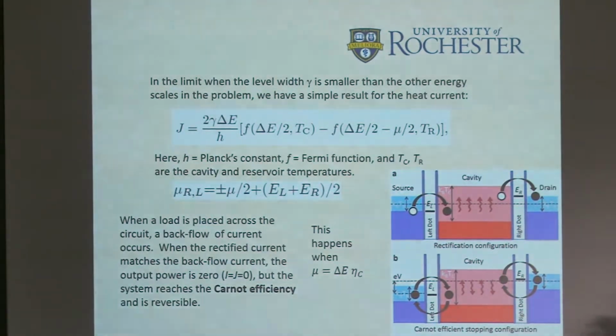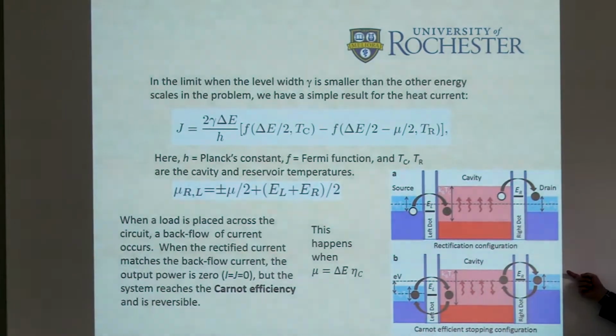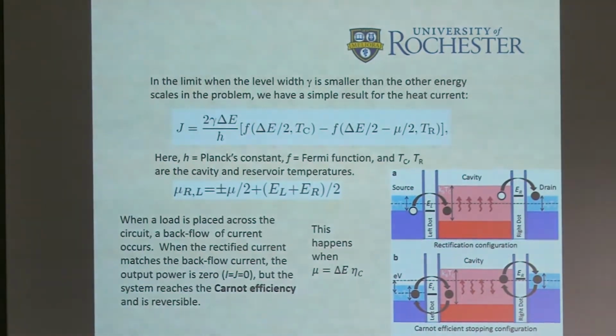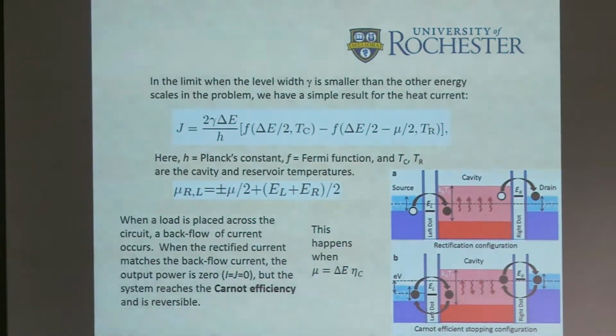Because at this point, everything is thermally reversible. I can have this process like that, where I gain energy, but then I can also go back the other way, lose energy, so that's the condition where I have the maximal efficiency. But as we were hearing about earlier, that's also the case where I generate no power. So no power is produced, but I have perfect Carnot efficiency at that point. So that's when mu is delta E times the Carnot efficiency.